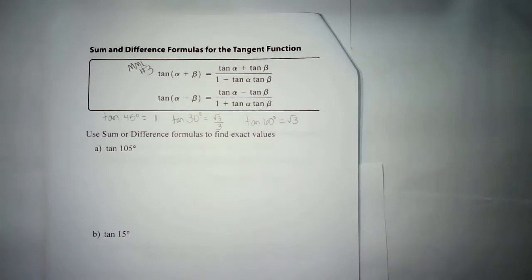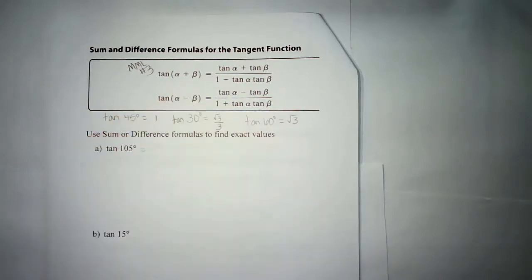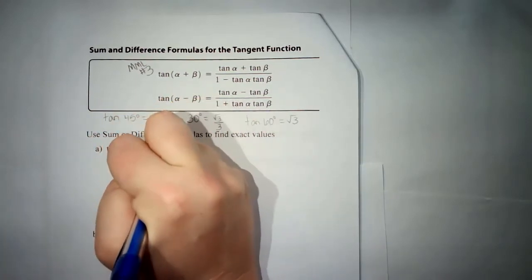Let's look at tan of 105 degrees. You can do this a lot of different ways. You could do a big angle minus a small angle, or you can do 2 small angles added together. That would be the easiest route, so let's do it first. What if I said, okay, I'm going to do tan.